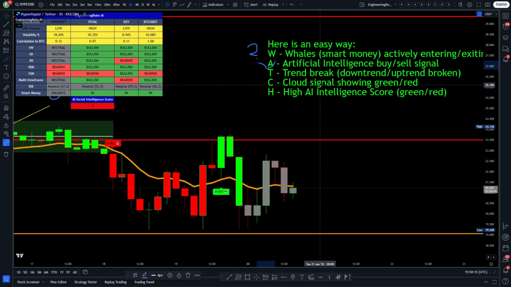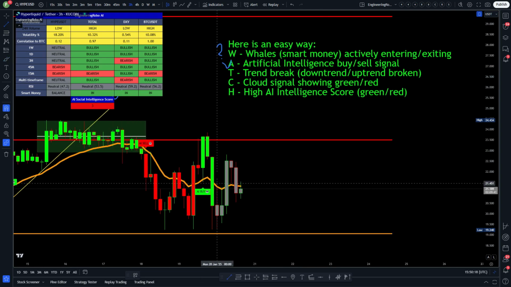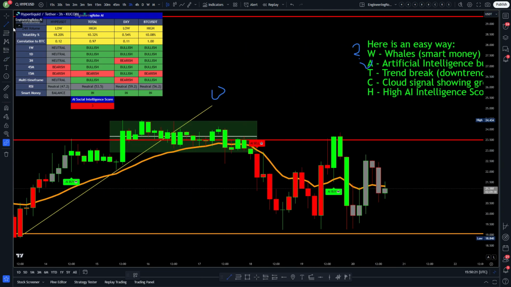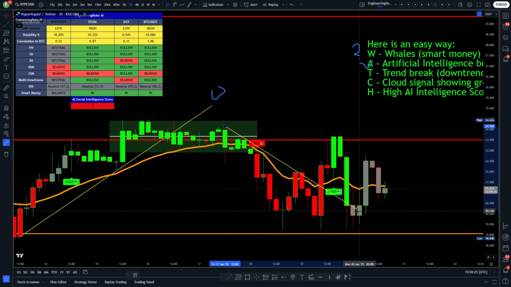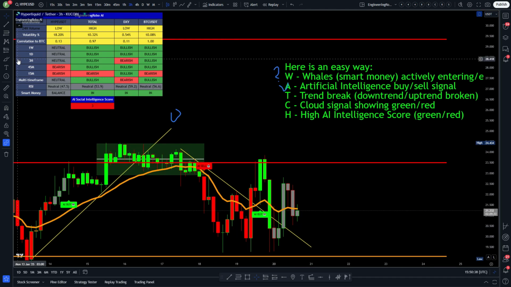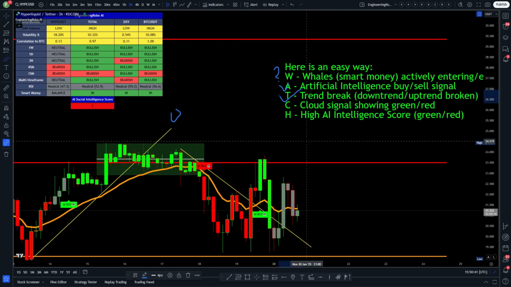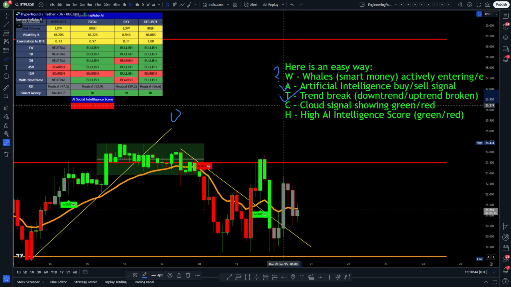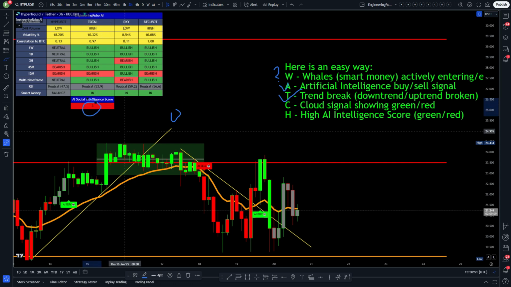Is there a trend line break? Let's see what kind of trend line has broken. If I zoom out, yes, we did have a downward trend on the 3-hour, and we can see that price did break out of that trend line, retest it, and is now doing a good job staying above it, which is good. So we'll give that a mark. Then we're going to look for the cloud and a high AI intelligence score. We don't have a high intelligence score. Currently it is on red and it is 3. For us to go long, we want that to be green with either a 4 or a 5. So I am going to put that as a cross right now.